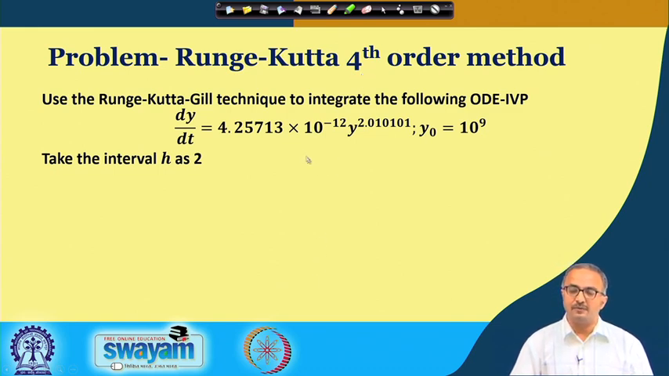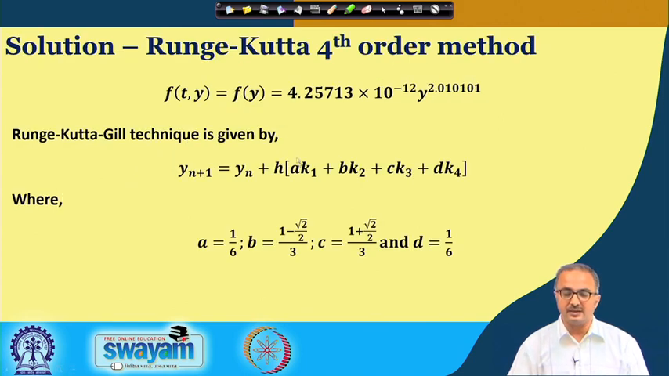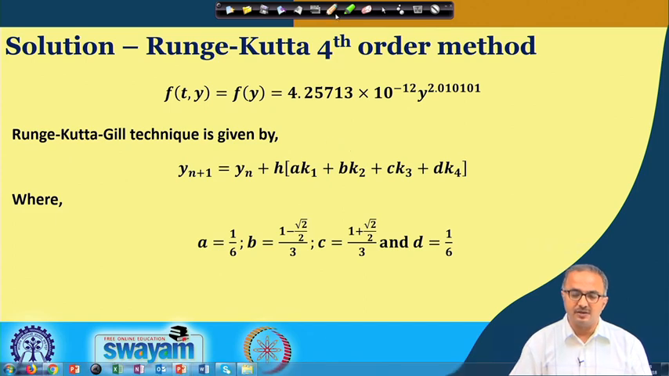I will just give you the expressions to find the value of y for the fourth order Runge-Kutta-Gill technique, where Gill improvised upon the Runge-Kutta method to get this particular solution technique. Here we have the expression for dy by dt, and this is the initial value y naught, and with this step size h we have to find the value of y. This is the heart of the expression which has to be used for this Runge-Kutta method.